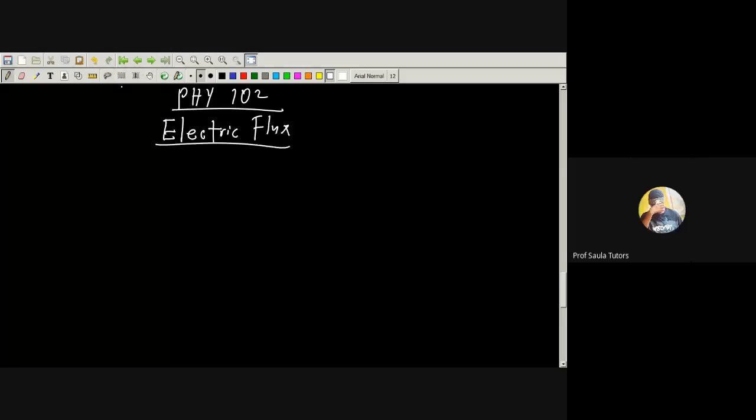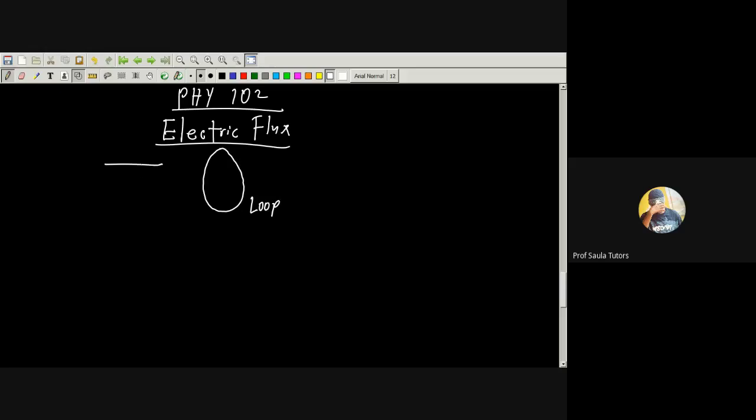Let's look at electric flux. Now pay attention. You should go straight to the point. Let me assume that I have a plane loop around this side. This is a loop I have around this side. And I have some electric field lines entering this loop.